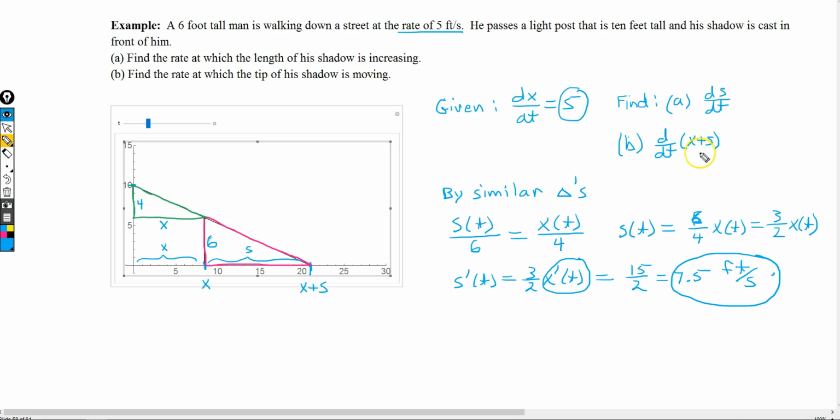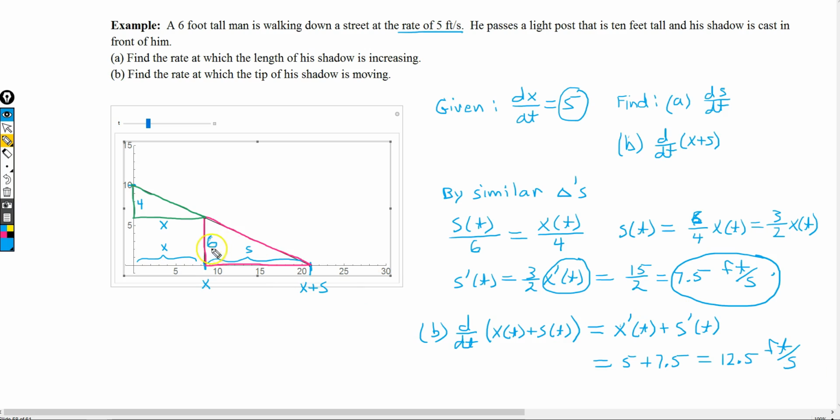Now for part B, we need to find d/dt of x plus s. Well, that's just going to be d/dt of x, so that's just going to be x prime of t plus s prime of t, and then we just have to add these together. So it's going to be 5 plus 7.5, and of course that is 12.5 feet per second.